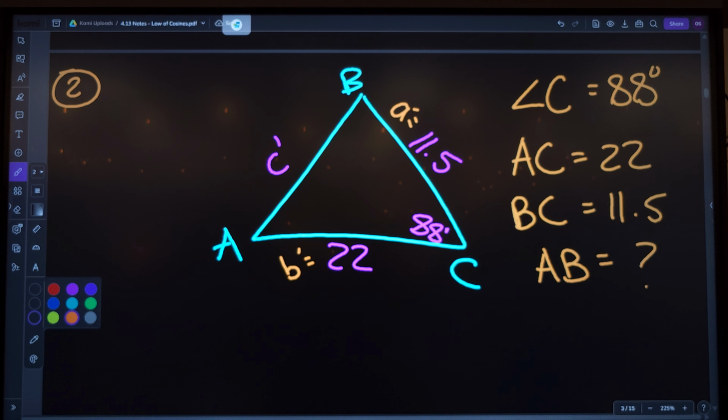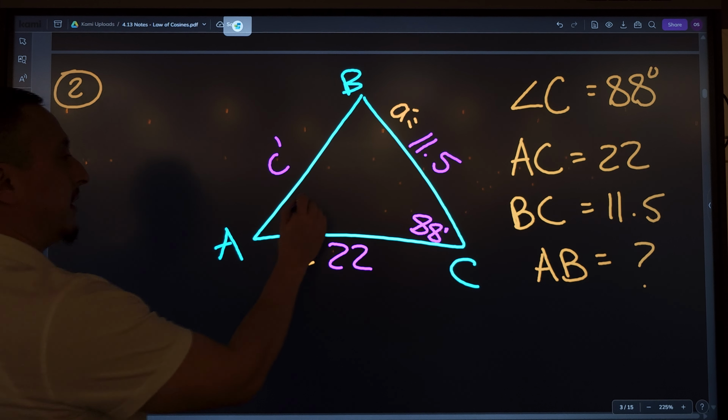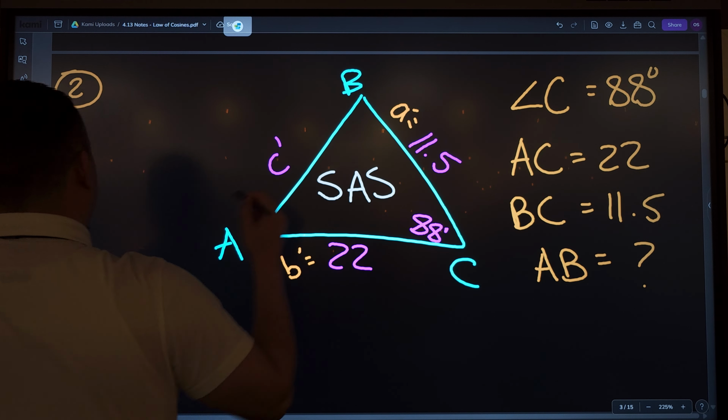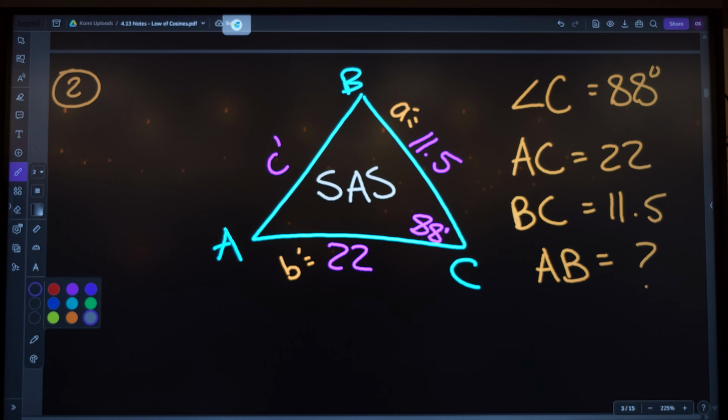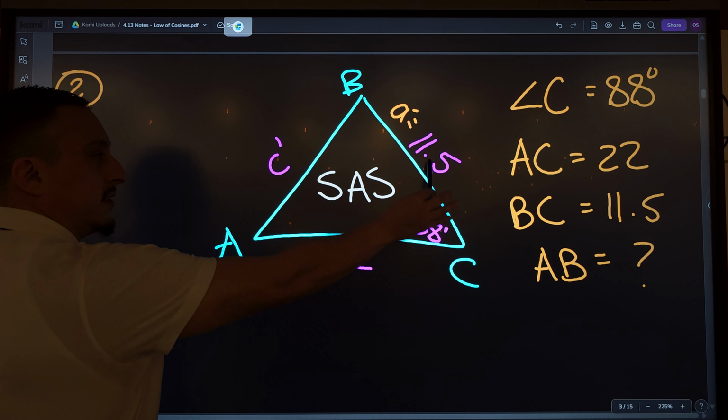SAS. SAS. Okay, so it's very important that you actively think of the type of problem it is so that you get in the habit of doing that, even though we're just doing law of cosines today. Because by the time you get to your test or your review, they're going to be all mixed up. So you have to know how to identify what to use. And this is a side angle side.